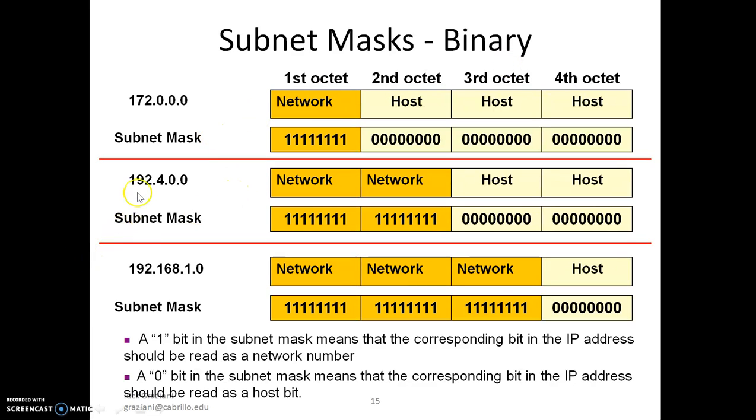For example, this one also, 192.4.0.0, the subnet mask is 255.255.0.0, which means there are 2 bytes that consist of 1 bits. So these 2 bytes are the network part, and the rest of the 2 bytes are the host part. And for the last example, 192.168.1.0, the subnet mask is 255.255.255.0. So the network part consists of 3 bytes, and the rest of the 8 bits is the host part.